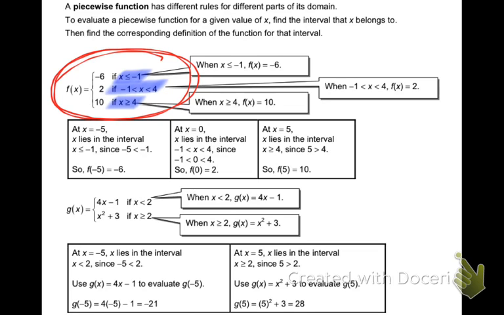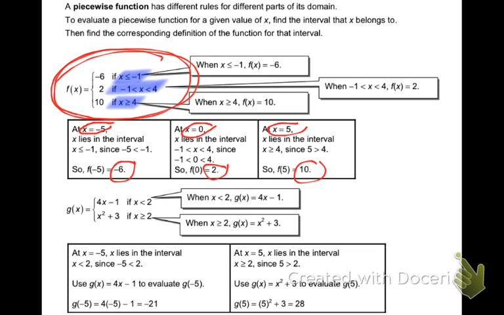Notice here they had three different values. They picked -5, 0, and 5. And all three of those fit into different intervals, so I had three different outputs. And that is a piecewise function.